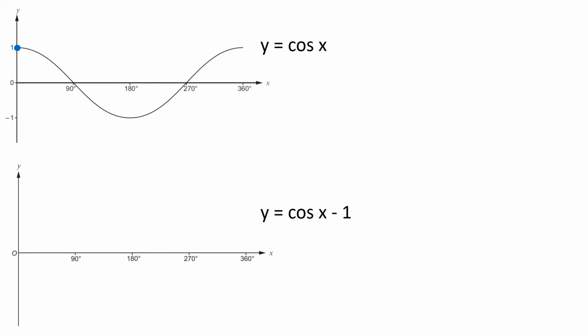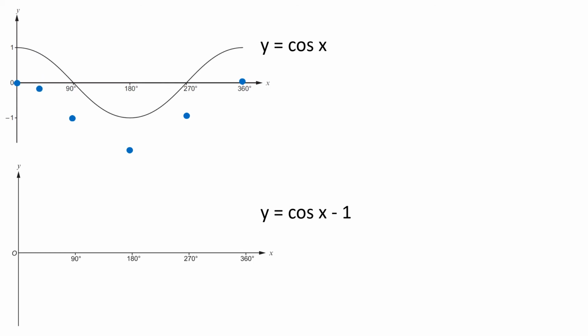So if we think of the point where x is 0, cos x is 1, if we do y equals cos x minus 1, we're just going to subtract 1 off that y value. Similarly, at x equals 90, we're going to subtract 1 off the y value, and this is going to work for all points on the curve.